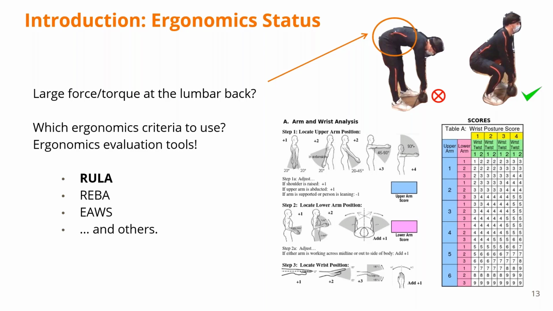How do we know generically which strategy of motion is better, and which ergonomics criteria do we use for that? Well, there are some classic evaluation tools that are commonly used in industry for this matter, such as RULA, REBA, AWS, and some other tools. However, the main caveat of these tools is that they are manually filled worksheets by experts.